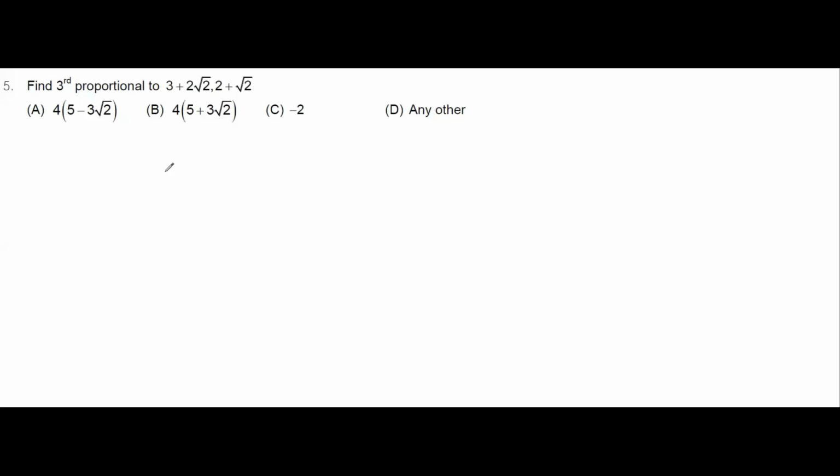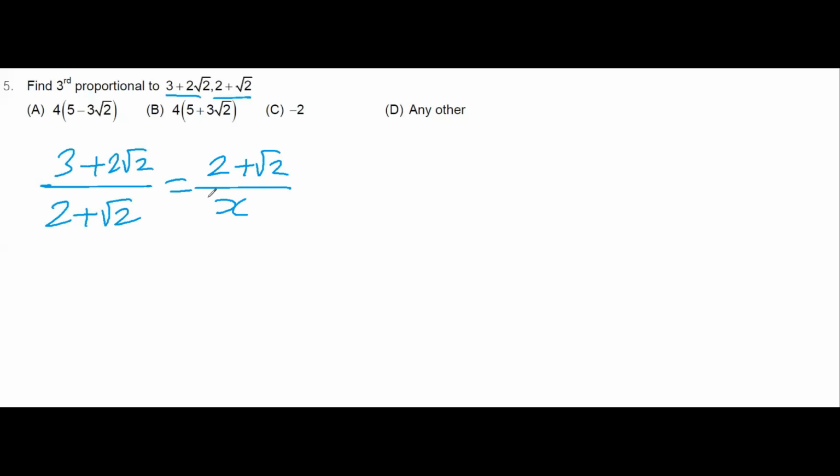Next, it says find the third proportional to 3 plus 2 root 2, comma 2 plus root 2. So they are talking about third proportional, and only two terms are given. So how am I going to write this? I will write 3 plus 2 root 2 upon 2 plus root 2 is equal to 2 plus root 2 upon x. Third proportional means this. Whenever two terms are given, the third proportional will be this. This will be the first proportional. Now we need to solve this.